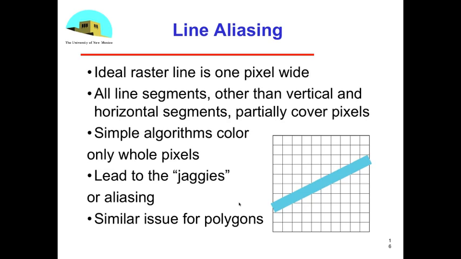Now the problem is that line, if it isn't going horizontally or vertically, is going to lie over multiple pixels for a constant x or a constant y.